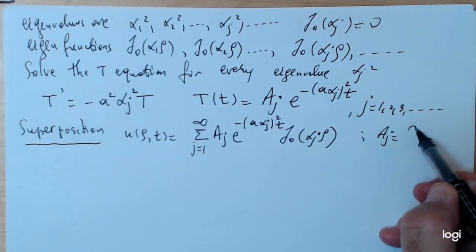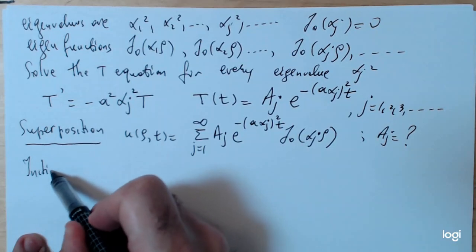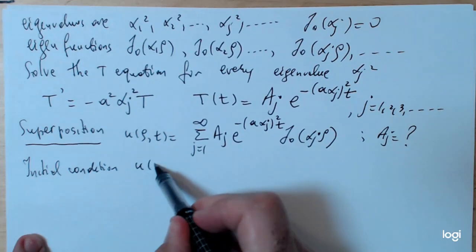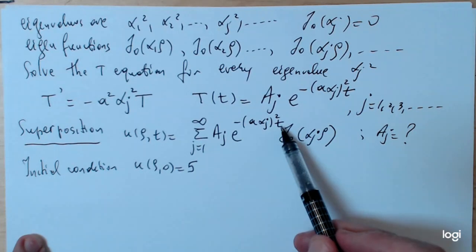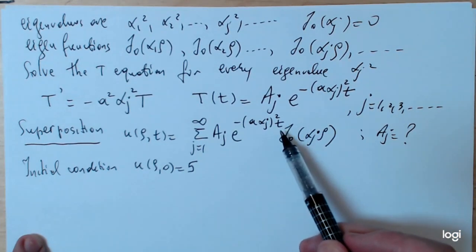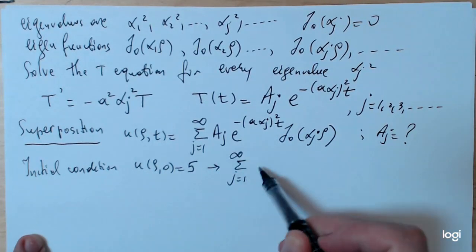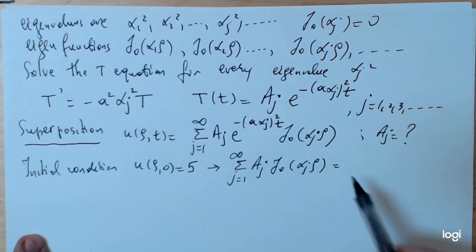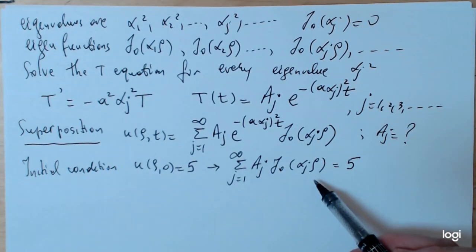The only thing left to do is to find aj. And aj will be found again from the initial condition, which states that u of rho, 0 must be equal to 5. So if I plug in 0 for t, e to the 0 is 1. Therefore, this is the same as saying that I need a series representation in terms of this Bessel function for the constant function 5. So you think of 5 as a function in rho.